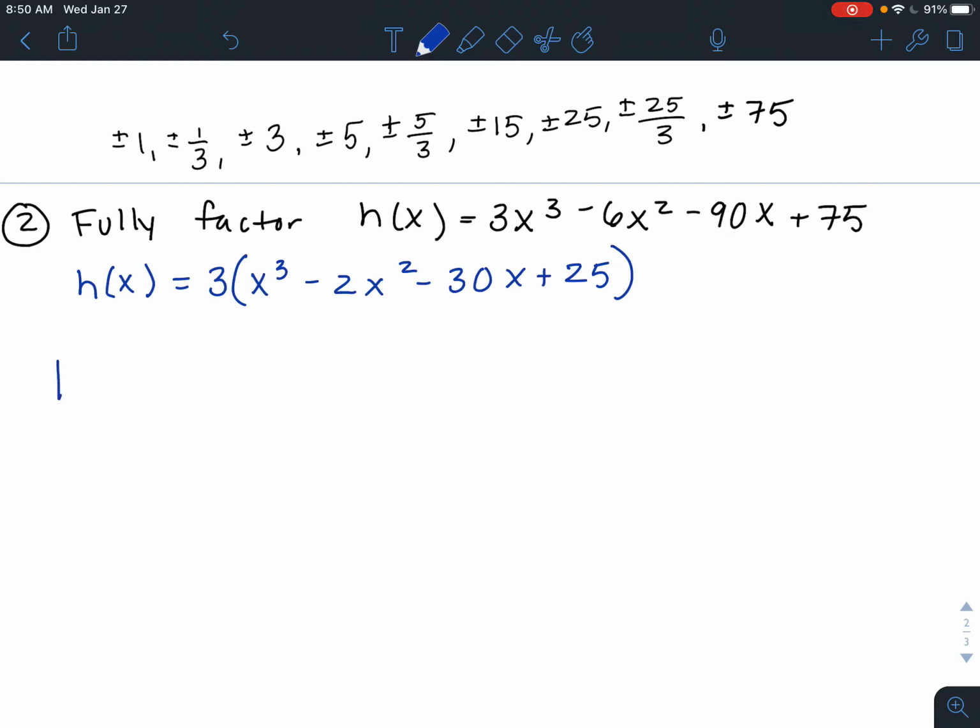So then I'm going to just set up my synthetic division chart. I'm going to use the numbers that are inside my parentheses now. So I have 1, -2, -30, and 25. Okay.